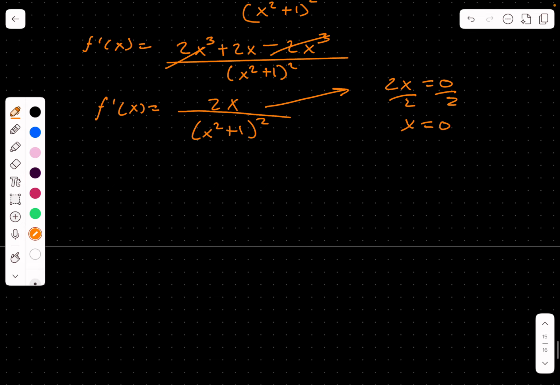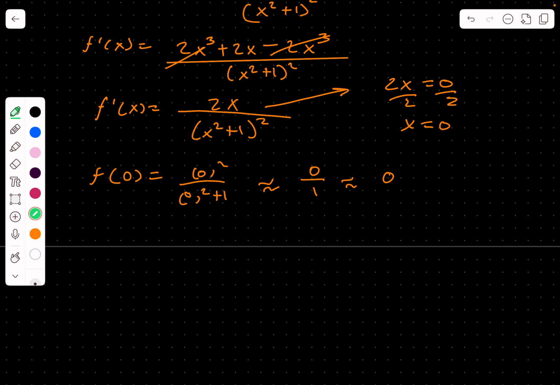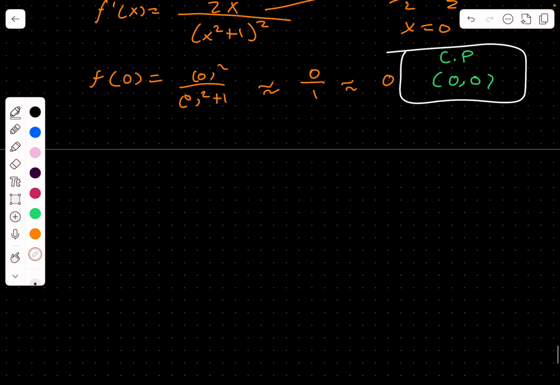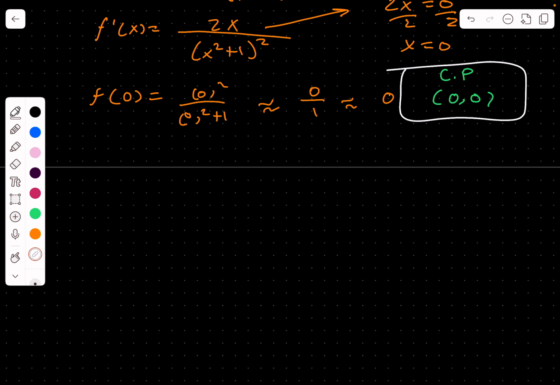Now that we have identified our critical point, we must plug it in to see what we get. So we plug it into our original function, which is x squared over x squared plus 1. That's just going to give us 0 over 1, which is literally just 0. Therefore, our critical point's coordinate is (0, 0). Good. All right. Now we must find our second derivative.